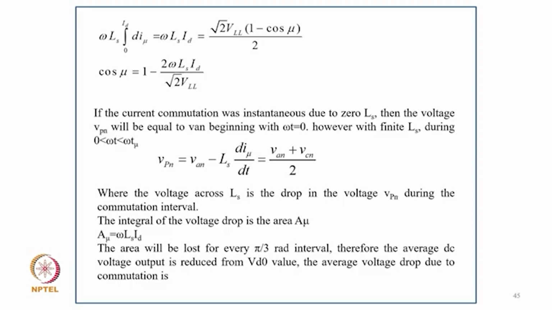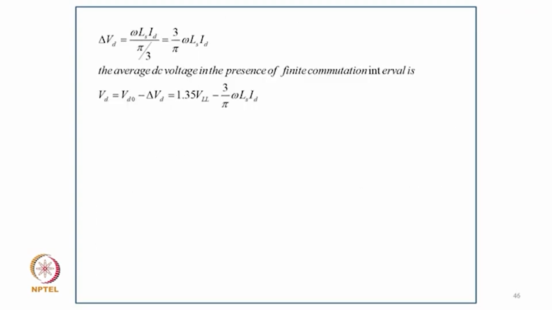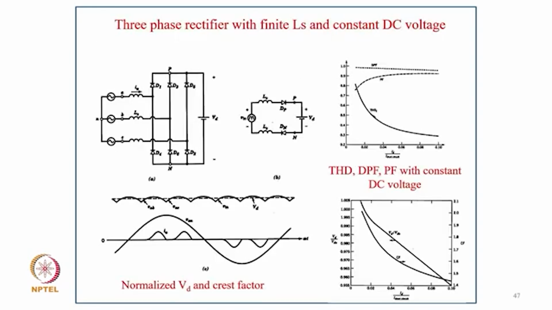Therefore the average DC voltage output is reduced from the Vd0 value, and the average voltage drop due to the commutation is delta Vd equal to omega Ls Id upon pi by 3, equal to 3 by pi omega Ls Id, and the average DC voltage in the presence of finite commutation interval is Vd equal to Vd0 minus delta Vd, equal to 1.35 VLL minus 0.955 omega Ls Id.